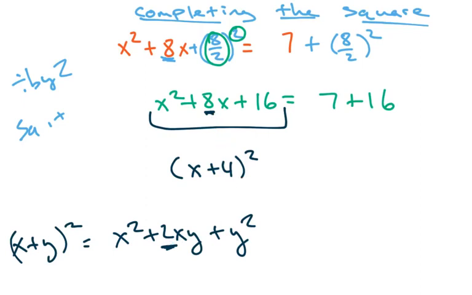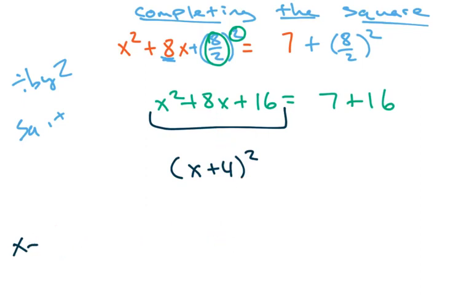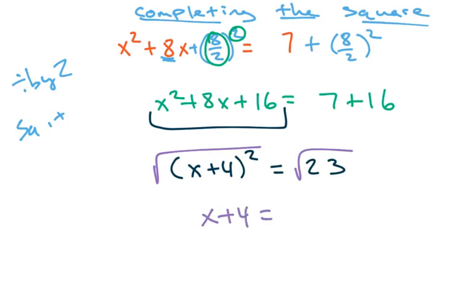Let me take out all this extra stuff because it's no longer necessary. Okay. And 7 plus 16 is 23. So the whole point of completing the square is to make it so that I can take the square root, and I can very easily get x by itself. Now keep in mind also that when you apply the square root, it becomes plus or minus.